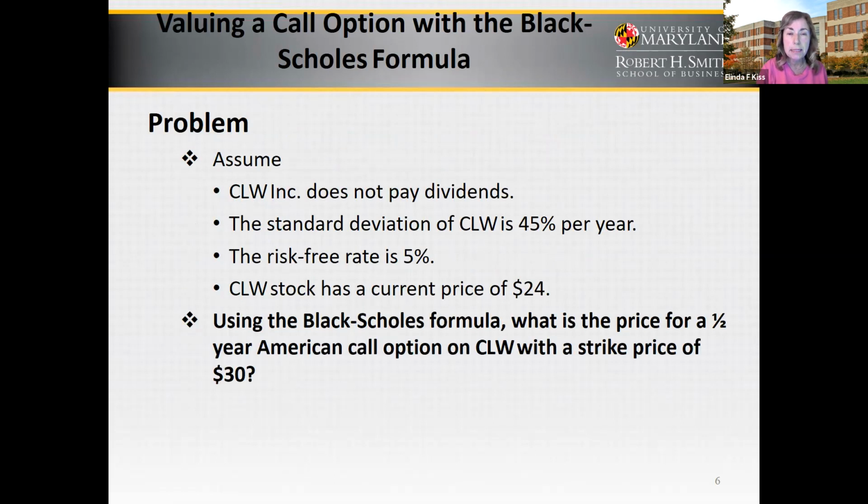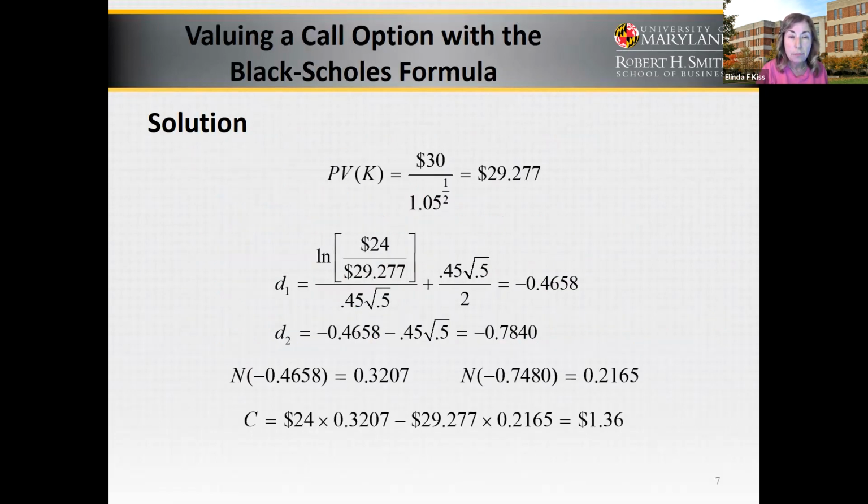CLW does not pay dividends. The standard deviation is 45%. The risk-free rate is 5%. It has a stock price of 24. We're going to value an option with a strike of $30. So the present value of the strike is 30 divided by 1 plus the risk-free rate raised to the half power. And then D1 and D2 are calculated as shown.